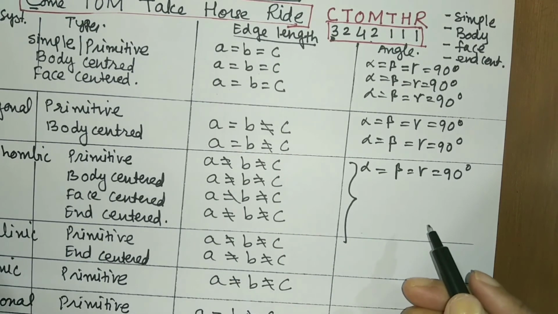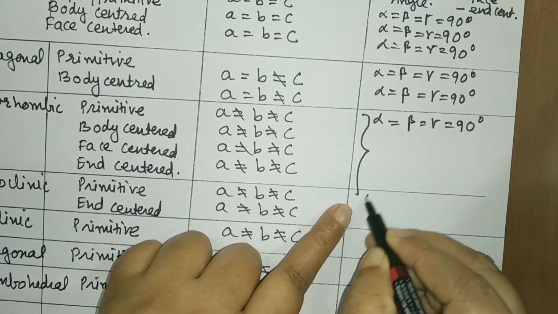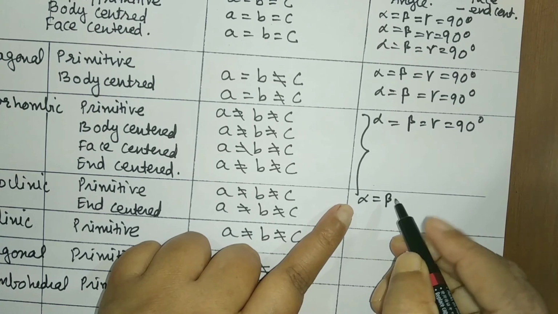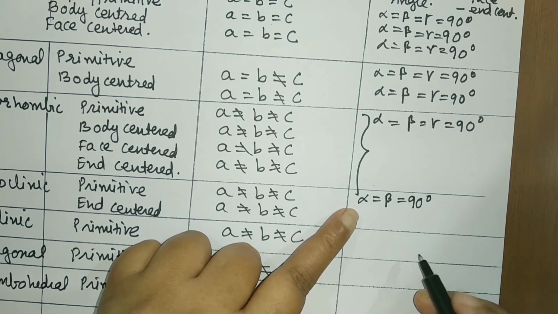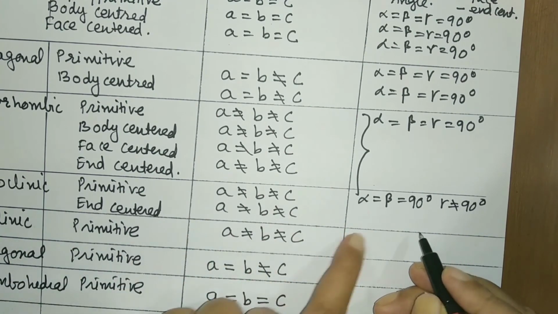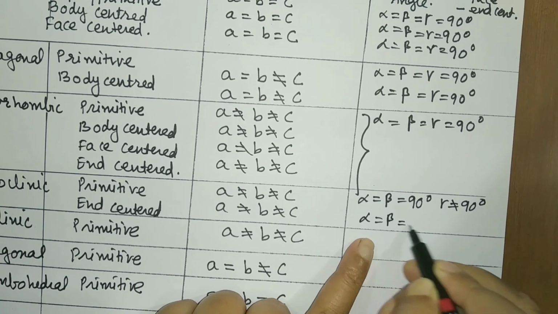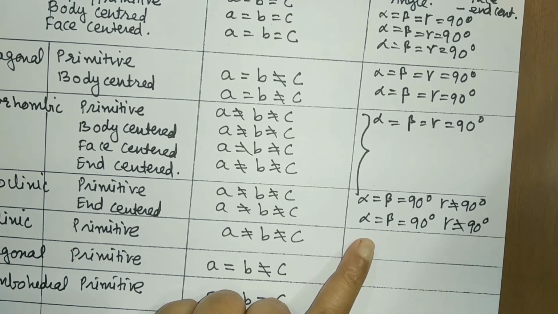After that, when I come to monoclinic, for monoclinic it is alpha is equal to beta, which is equal to 90 degree. Means the gamma will be different. So gamma is not equal to 90 degree. Same will be for this end centered also. So I'll finish this for the same one. Gamma is not equal to 90 degree.